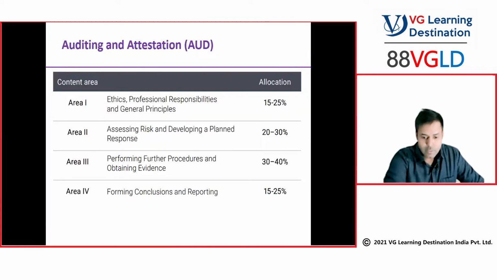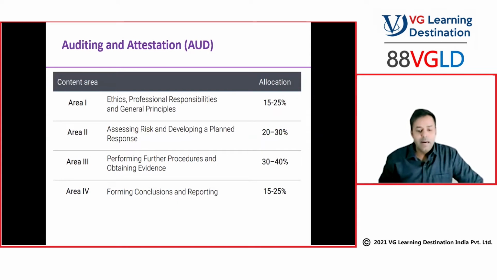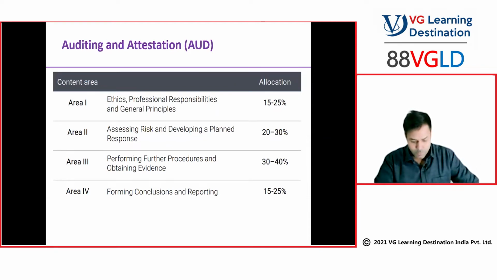Let's look at the curriculum at a glance. This is the audit curriculum, which contains ethics and professional responsibility, assessing the risk and planned response, performing further procedures and obtaining evidence, and forming conclusions and reporting. I think you are already doing audit with the ongoing batch. Your faculty would have discussed a lot in this case, so I'll skip this portion.